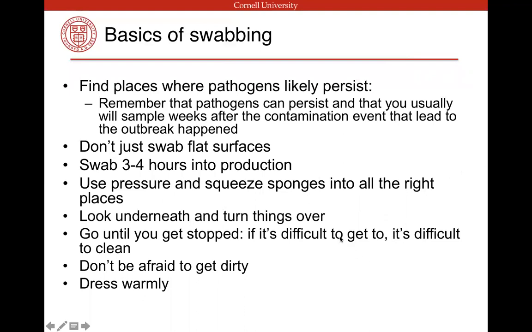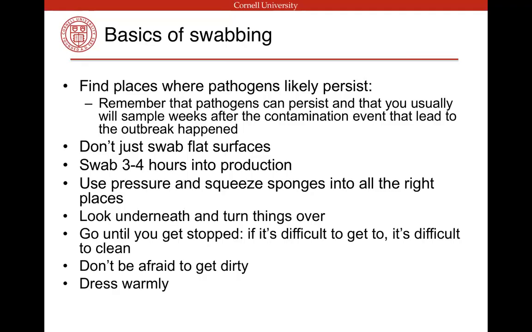You want to go until you get stopped. So if you can go underneath and behind equipment, just remember, if it's difficult to get to, it's difficult to clean. And don't be afraid to get dirty. I think I've got a picture here. Your knees should definitely look like you've been on the ground collecting samples after you've done that.